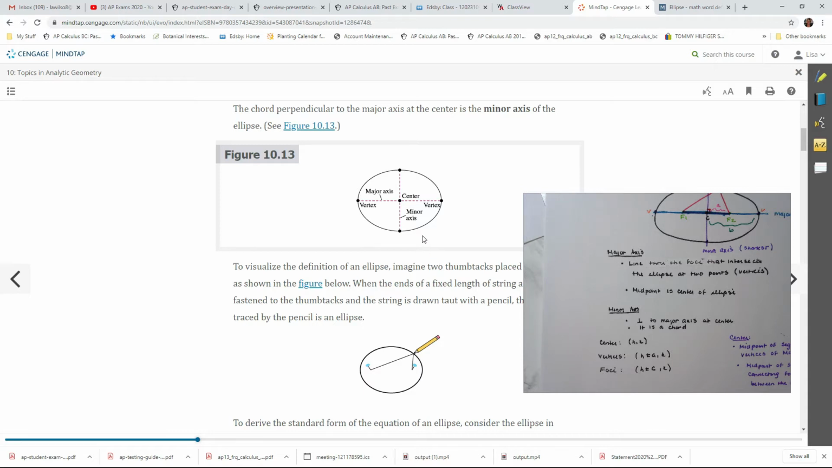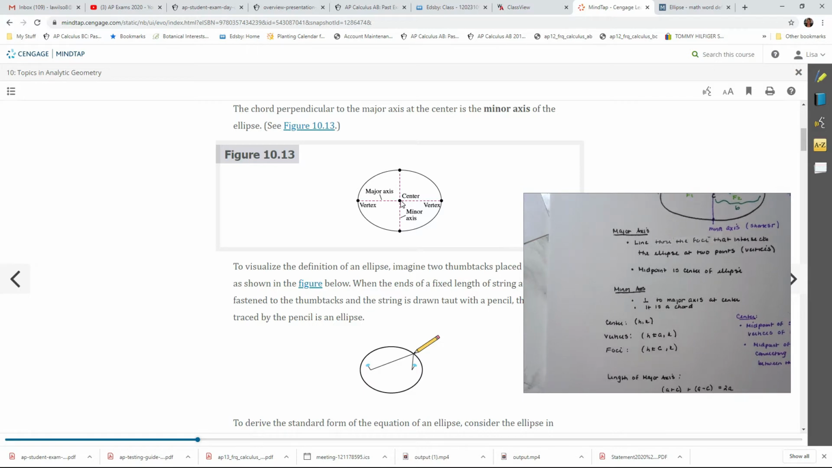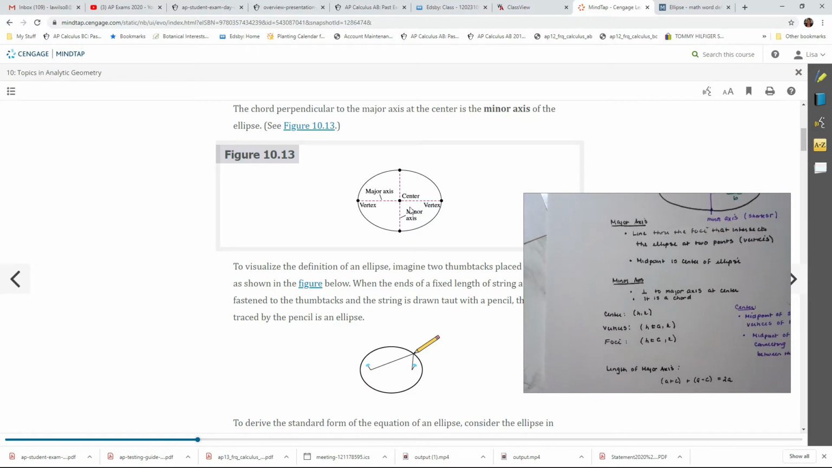Anyway, the center of an ellipse has coordinates h, k, just like the parabola, just like a circle. The vertices are located at h plus or minus a, depending on which direction you're moving in the picture, comma k. So this is your x coordinate, this is your y coordinate. And the foci are at h plus or minus c, comma k. Now what's the a and what's the c and what's that all about?